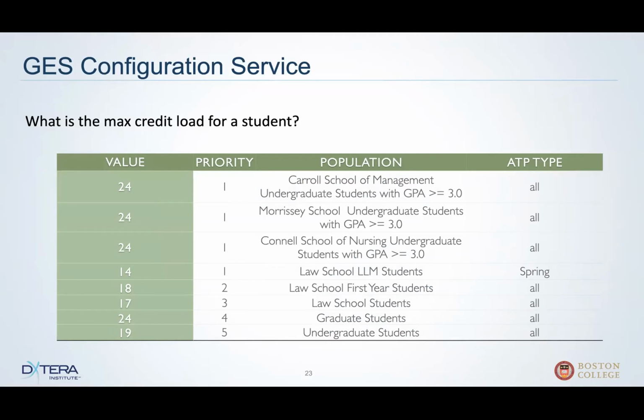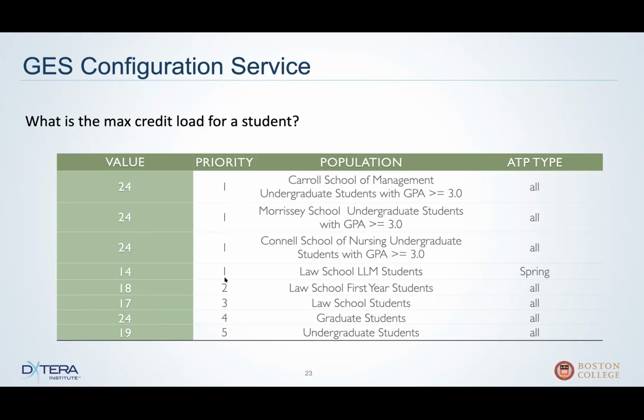And so we get to create these values, but think of the values as a bunch of rules that are being processed. So notice the second column is called priority. It's a processing priority. And so we do the 1s first, and we go to 2 and 3 and count up from there. And they do vary by population. So 24 units if you are in the School of Management, or you're in the Morrissey Arts and Sciences School, or the nursing school, and oh, by the way, your GPA is greater than or equal to 3.0. So in other words, you're in very, very good standing.